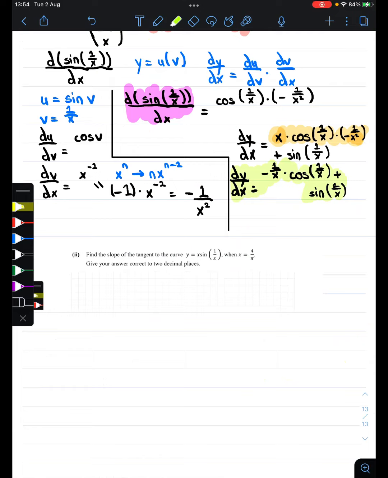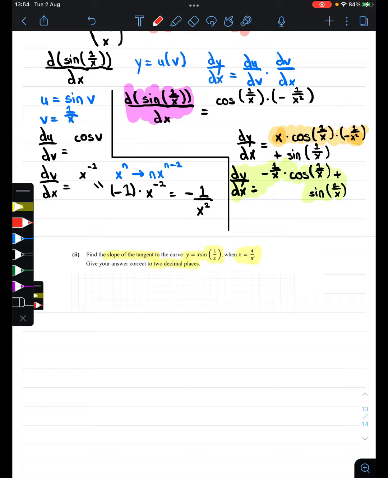Now on to part 3. Find the slope of the tangent to the curve y equals x sine 1 over x when x equals 4 over pi. Give your answer correct to 2 decimal places.